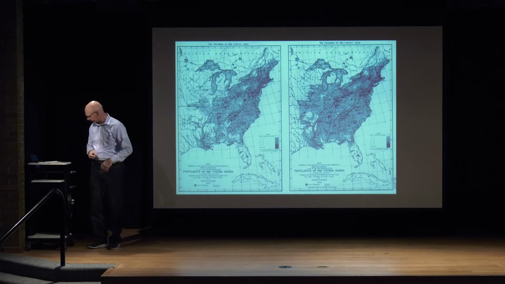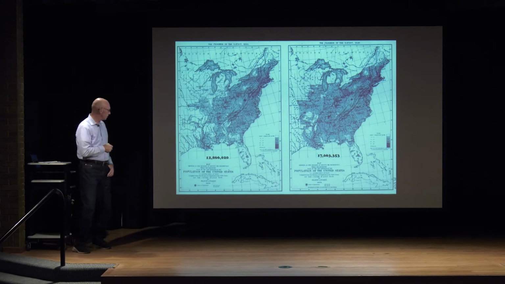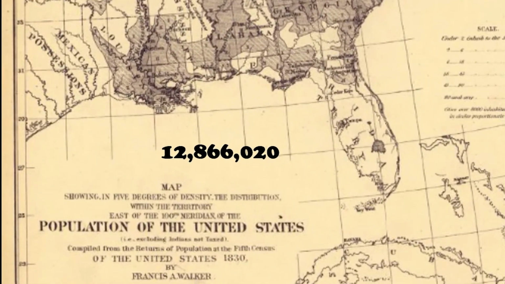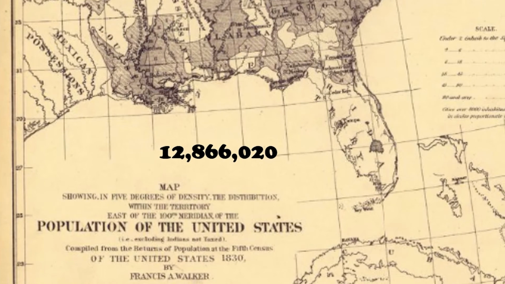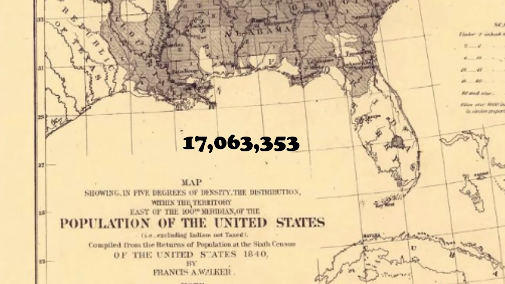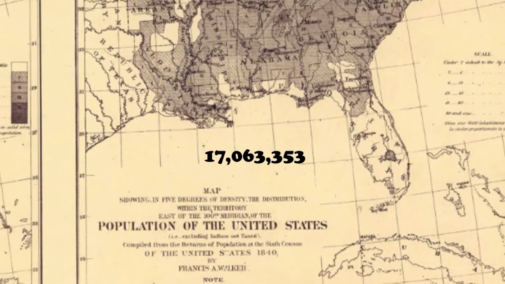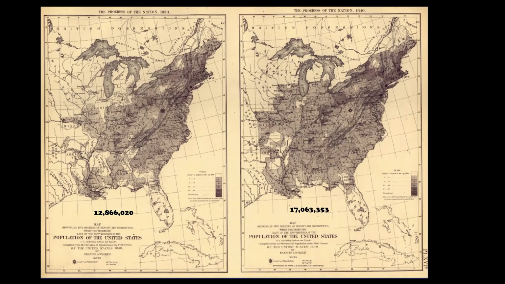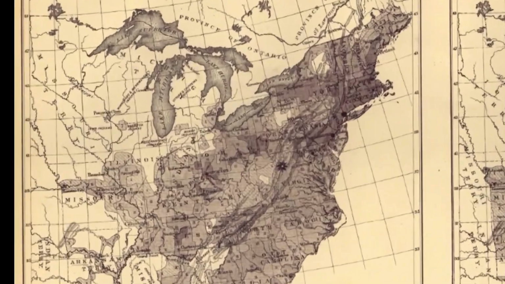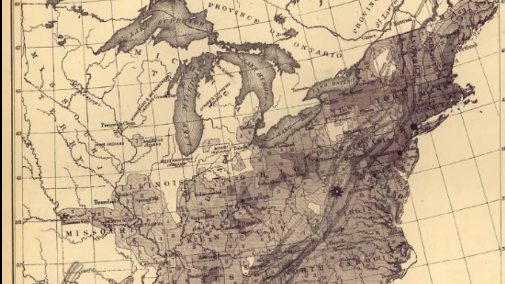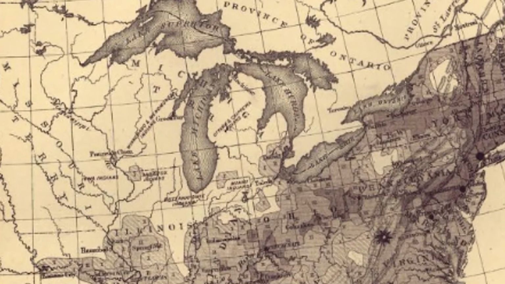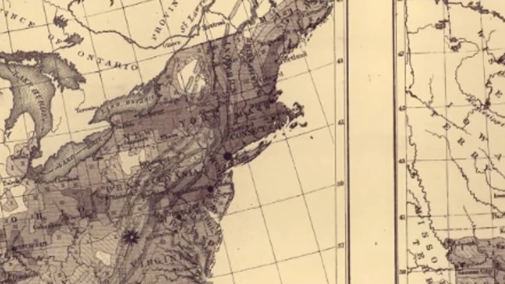1830, 1840. In 1830, we have a population of 12.8 million. Ten years later, it goes up to 17 million. We take a look at both maps, and the first thing we should notice is the definite westward expansion going on in 1830 and in 1840. For the 1830s, we still see Michigan Territory here. We see people settling in the Detroit area. And by 1840, Michigan has become a state.